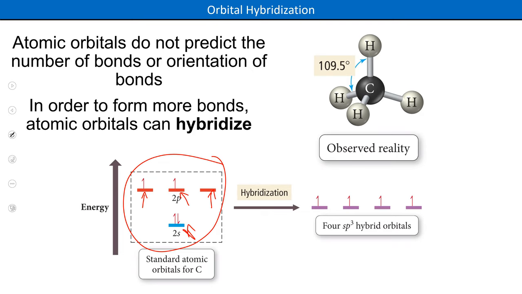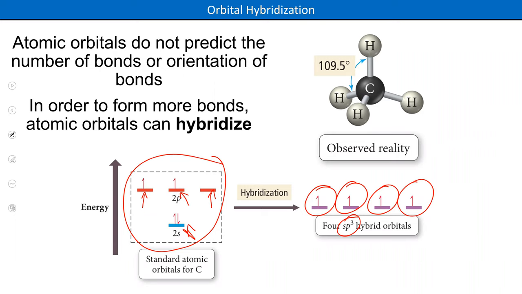So instead of having a 2s orbital and three 2p boxes, we wind up with four hybridized orbitals that we call sp3. And that literally just stands for one part s, three parts p. We mix together all three pieces of our p orbital with an s orbital. So we get a one part s to three parts p for an overall function that's going to give us four orbitals that are the same energy as each other that can all be halfway filled. And now we can make four bonds with this.